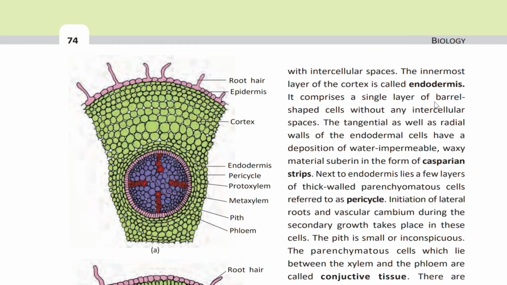It comprises a single layer of barrel-shaped cells without any intercellular spaces. The tangential as well as radial walls of the endodermal cells have a deposition of water-impermeable waxy material, suberin, in the form of Casparian strips. Next to the endodermis lies a few layers of thick-walled parenchymatous cells referred to as the pericycle. Initiation of lateral roots and vascular cambium during secondary growth takes place in these cells.